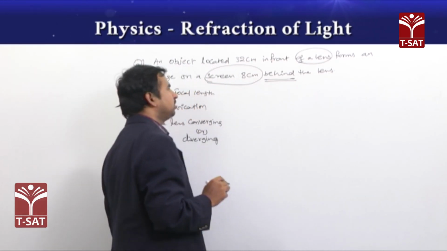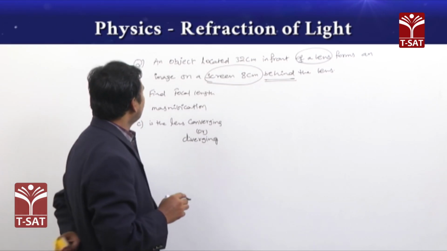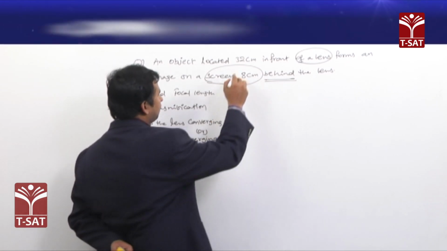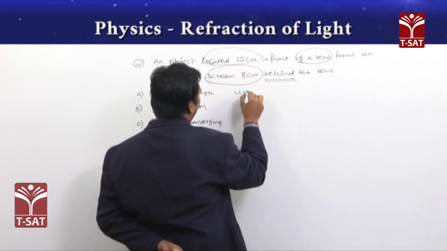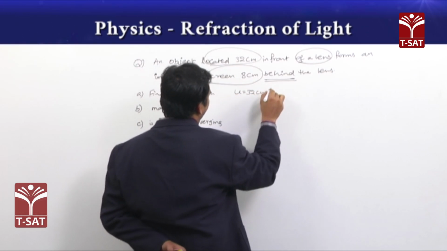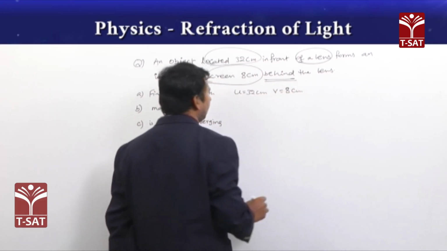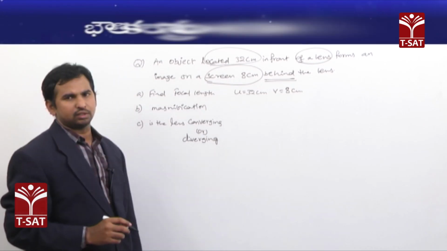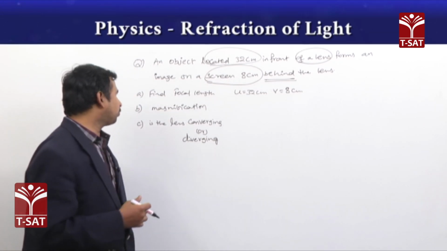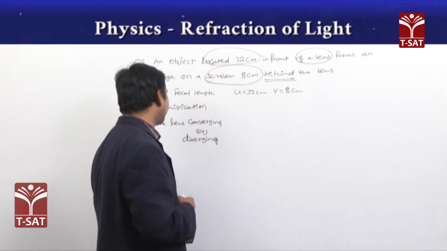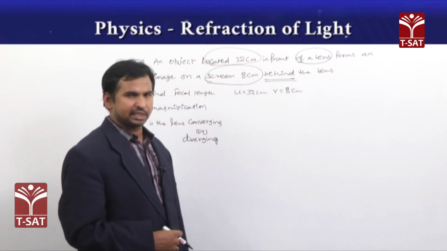So the screen is nothing but the position of the image, and the object position is also given as 32 centimeters. The given values are: object distance 32 centimeters, and the image is formed at 8 centimeters behind the lens, that is, on the side opposite the object. Here we have to find the focal length of the lens, the magnification, and whether it is a converging lens or a diverging lens.